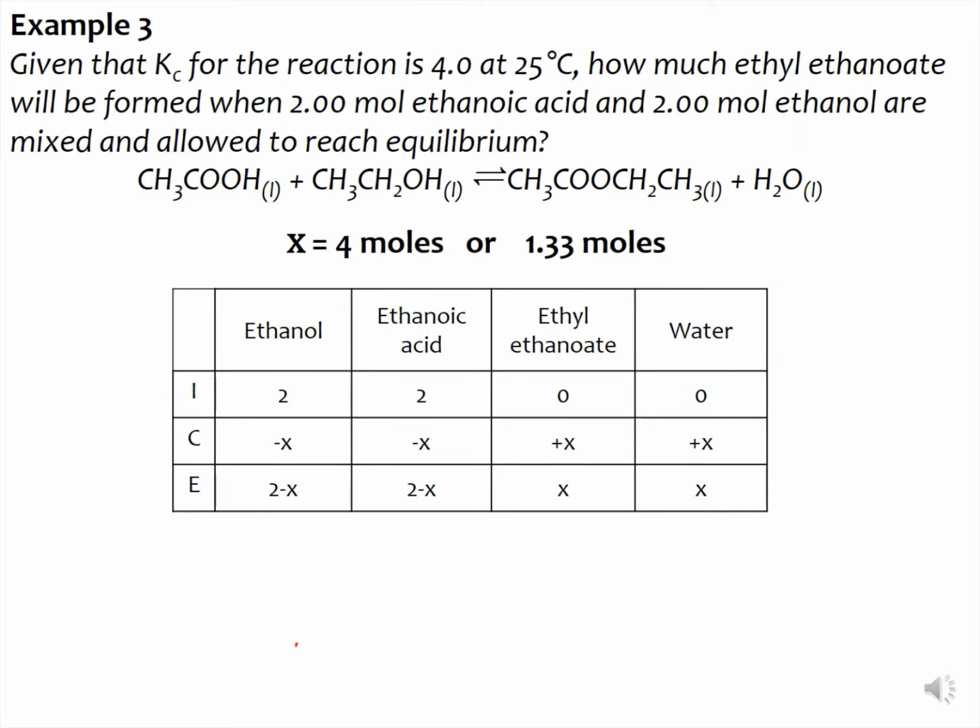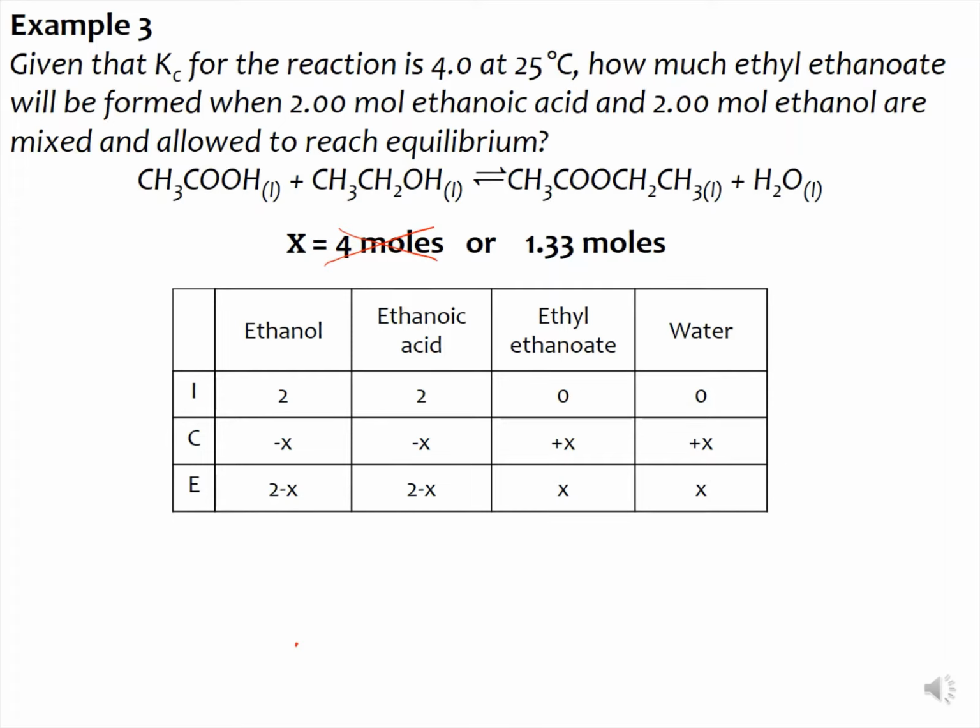Now with our two possible answers, only one can be correct, and it's trial and error. If x was equal to 4, then at equilibrium we would have 2 minus 4 moles of ethanol, so minus 2 moles of ethanol. Now, you can't have minus moles of something. You've either got moles or you haven't. There's 0 or there's moles. So it can't possibly be 4 moles. It can't be that one. So if your mole value is negative, it can't be that one.